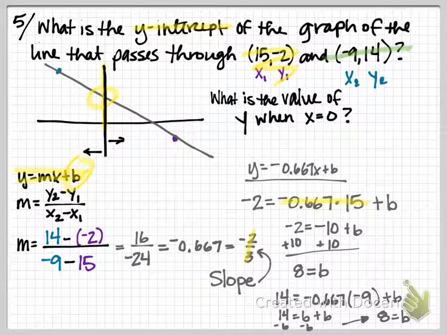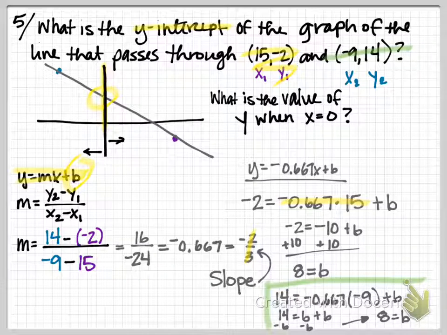So if I do that, this bottom piece down here, 14 equals negative 2/3 or negative 0.667 times negative 9. Negative times a negative is a positive, and this multiplication gives us 6. That's a 6, not a b. These are 6's too. Subtract 6 from both sides, we get that 8 equals b. So we checked it for both points. That is good. That's what we want. All right, so your y-intercept is b. Your y-intercept is 8.